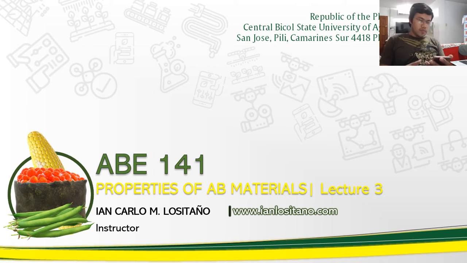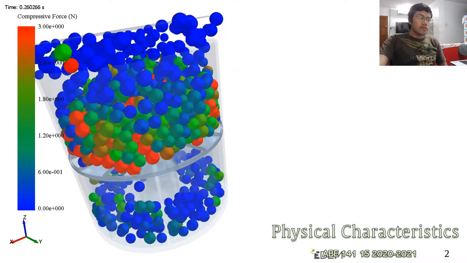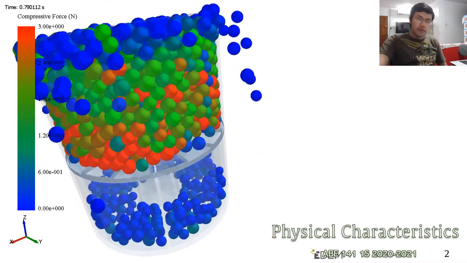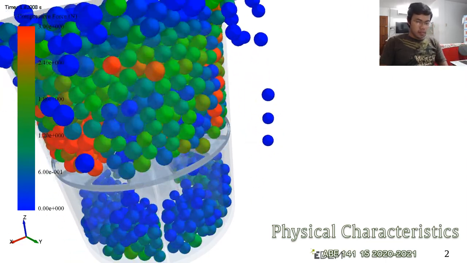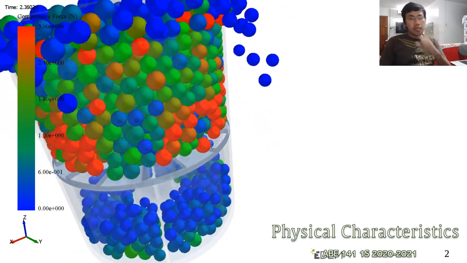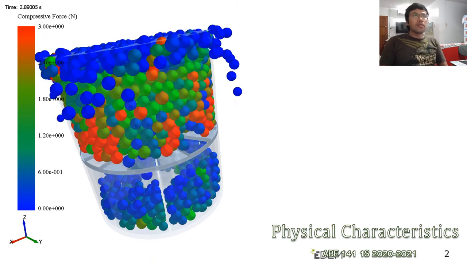Welcome back to our lecture on properties of ABE materials. This is lecture number 3. We are still in the second week of the course. In this main topic of physical characteristics, we will first deal with the size of ABE materials.